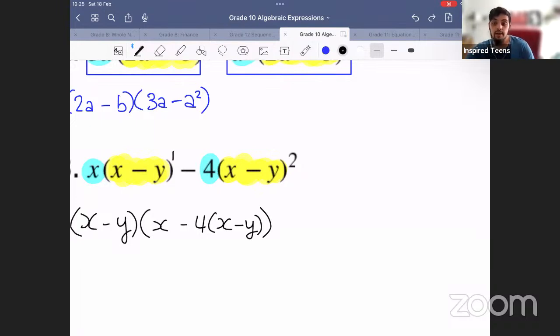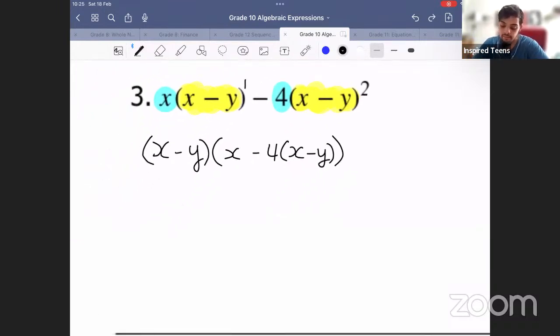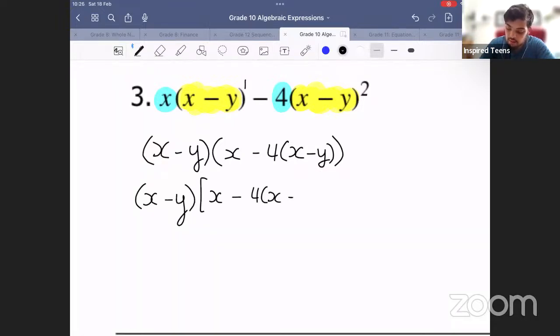Now, can't leave a bracket inside of a bracket? Yes, you can leave a bracket inside of a bracket. That's fine. Remember, we are not simplifying. We are factorizing. Can we factorize this more? I don't think so. If you'd like to leave it in a square bracket, x minus 4 into x. Okay, you most likely won't be dealing with examples like this, but this is just to understand the idea of a common factor.